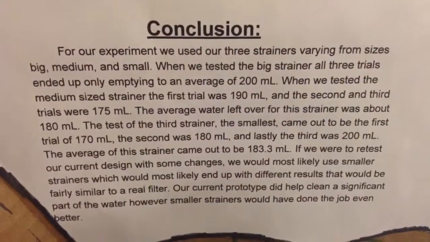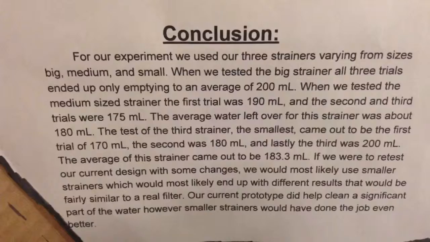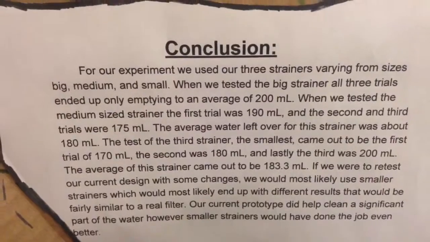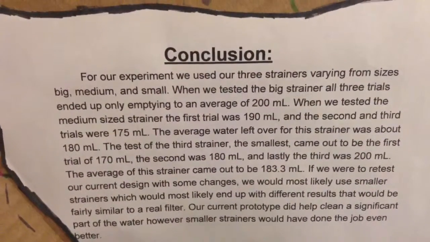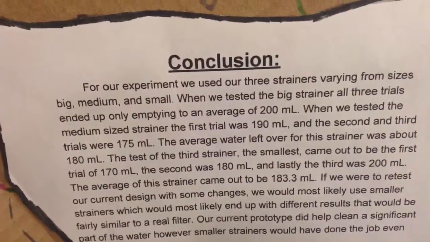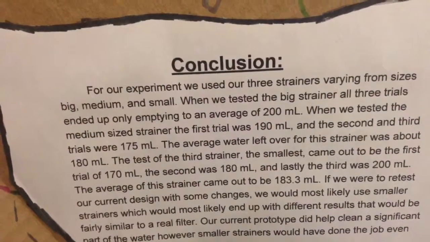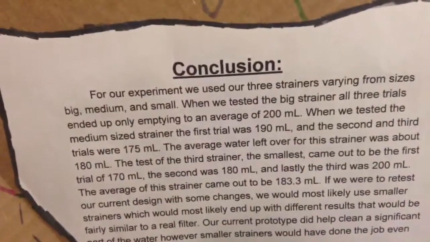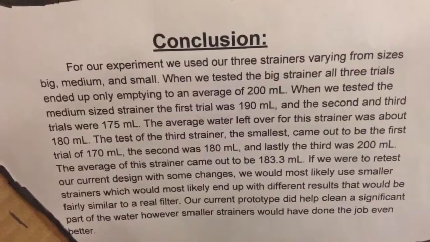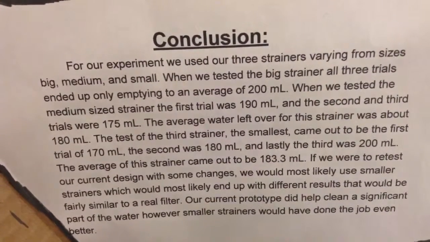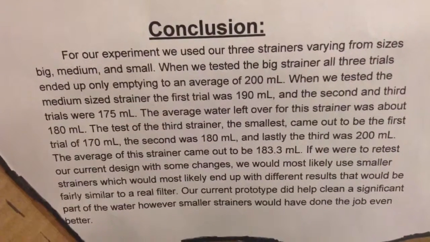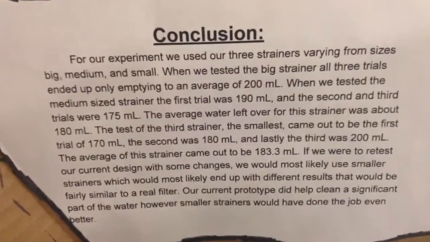For our experiment, we used our 3 strainers varying from sizes big, medium, and small. When we tested the big strainer, all 3 trials ended up only emptying to an average of 200 milliliters. When we tested the medium-sized strainer, the first trial was 190 milliliters, and the second and third trials were 175 milliliters. The average water left over for this strainer was about 180 milliliters. The test of the third strainer, the smallest, came out to be the first trial of 170 milliliters. The second was 180 milliliters, and lastly the third was 200 milliliters. The average of the strainer came out to be 183.3 milliliters.